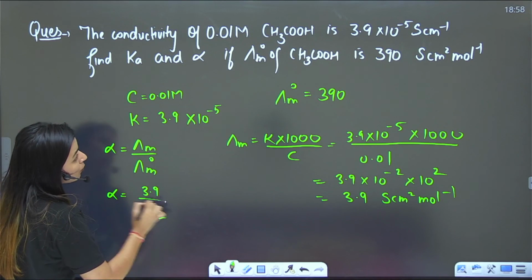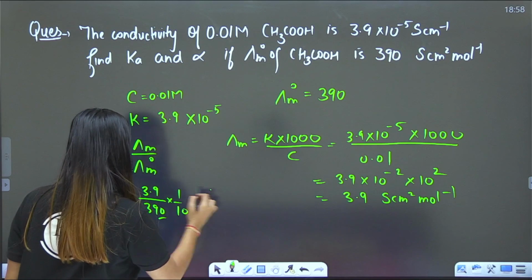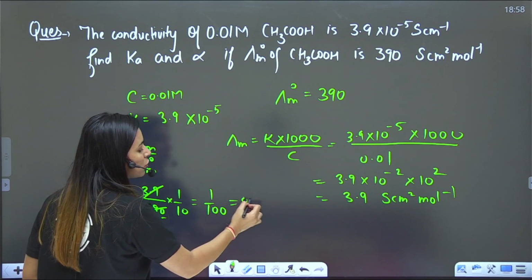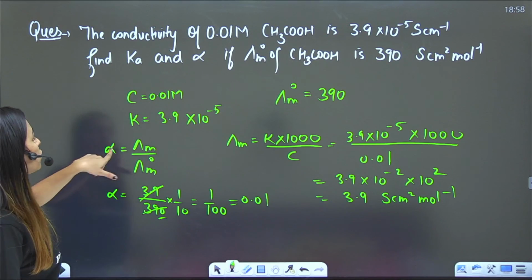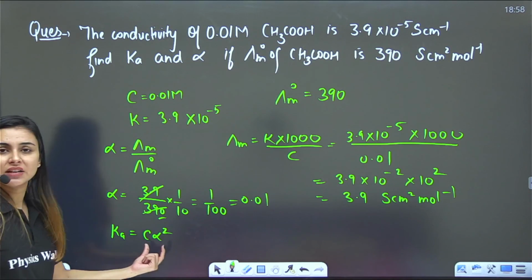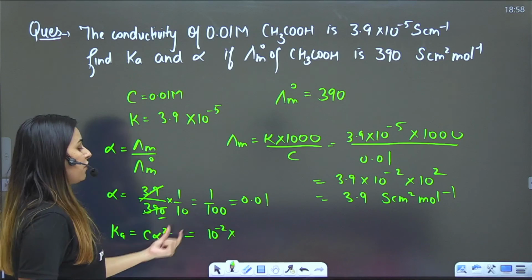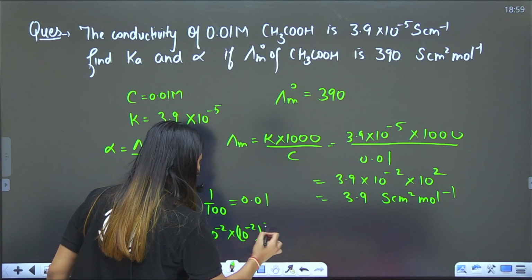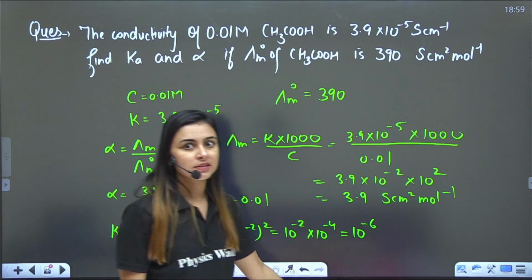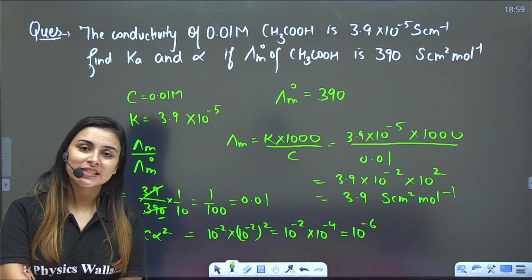So you need to calculate alpha. So 3.9 upon 390, which is 1 upon 100. See, so your alpha is 0.01. Okay, you need to calculate the Ka value. You know that Ka for a weak electrolyte will be nearly equal to C alpha square. You have the C value, which is equal to 0.01, 10 raised to the power minus 2, into alpha, 10 raised to the power minus 2, whole square. So this is 10 raised to the power minus 2 into 10 raised to the power minus 4, which is equal to 10 raised to the power minus 6. So this is your Ka value, that is the dissociation constant value.